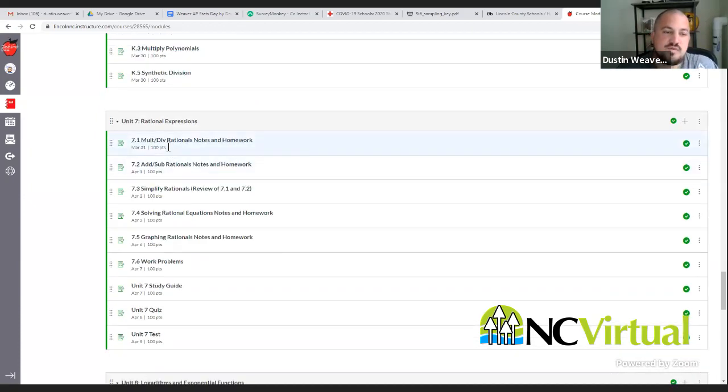Unit 7 was rational expressions, where we dealt with fractions, and we talked about factoring those fractions to get them to cancel out. We did adding, subtracting, then we did multiplying and dividing, where if you were dividing, you had to flip the second fraction. We worked on solving equations, where you had to solve for x. And then we worked on the work problems. Remember, if one person can do a job in so many hours and the other person can do the job in so many hours, how long would it take them to do the job together?